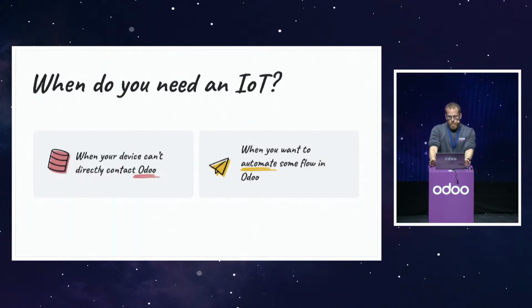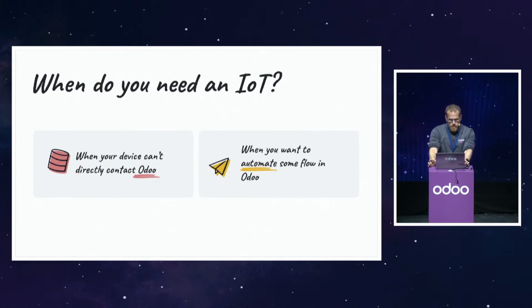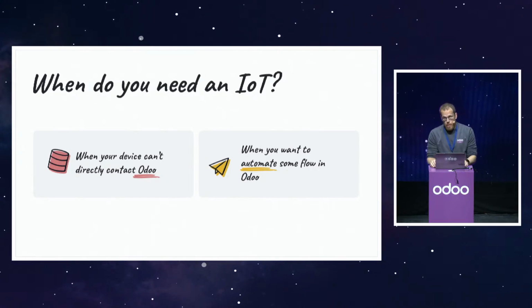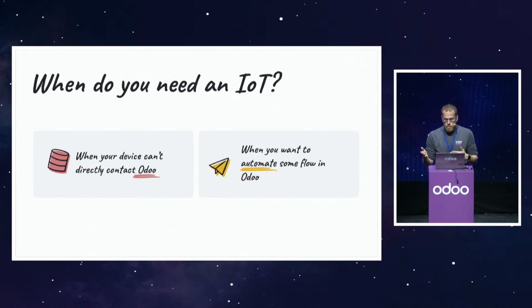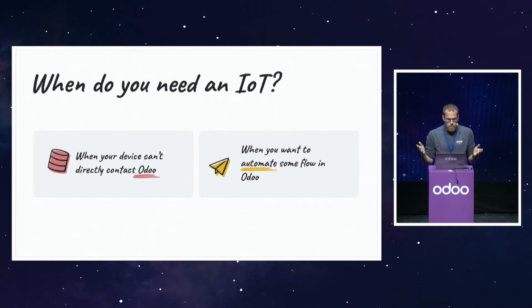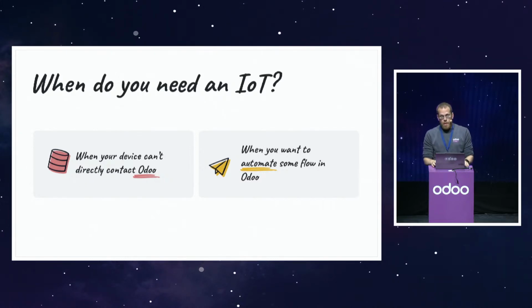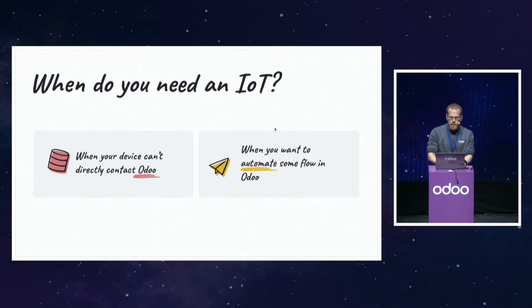OK, now we know what's the purpose of the IoT. So basically linking devices to the database. But when do you need it? Well, first, obviously, when a device cannot be directly contacted, like the Epson can do it, but the rest can't do. Payment terminals, black box, scales, they can't do it. But there is another use case for the IoT.